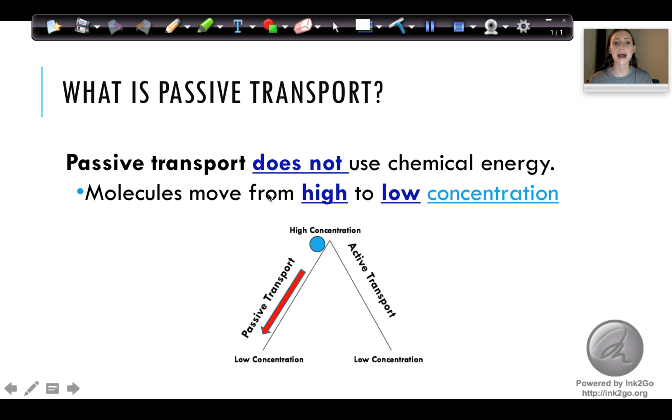Okay, what is passive transport? Again, passive transport does not use chemical energy. It's when molecules are moving from high to low, just down my mountain.